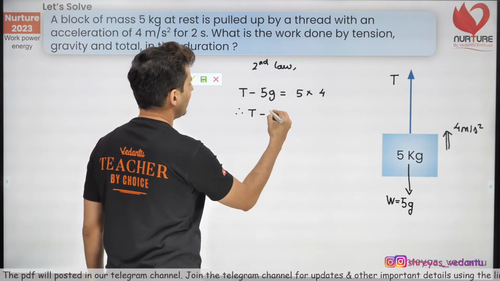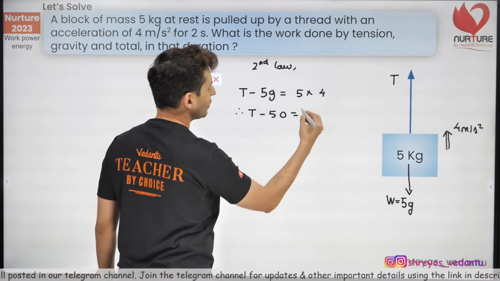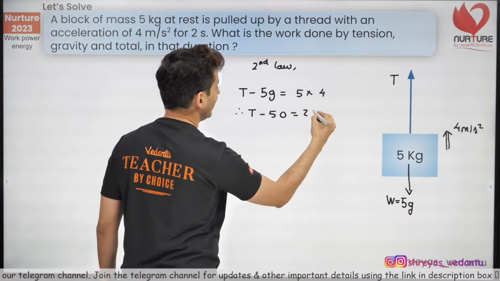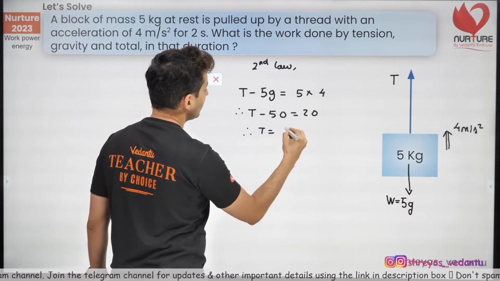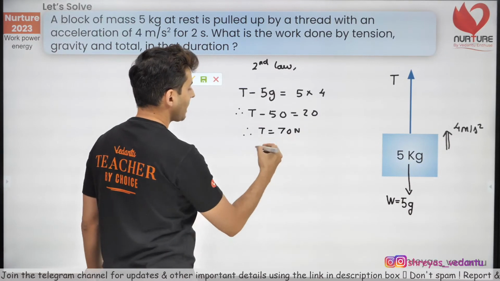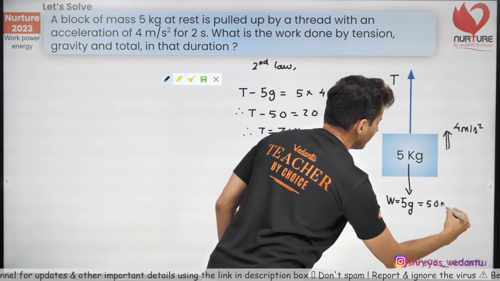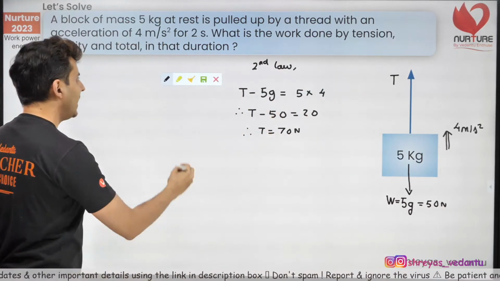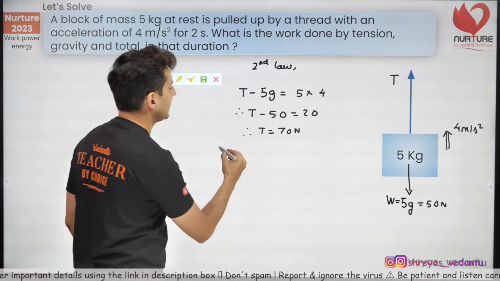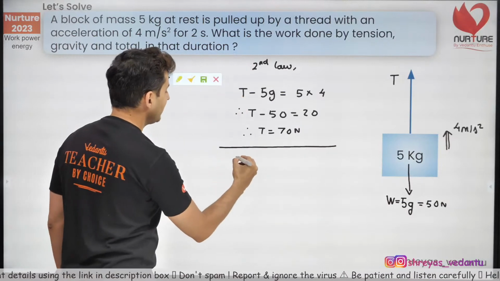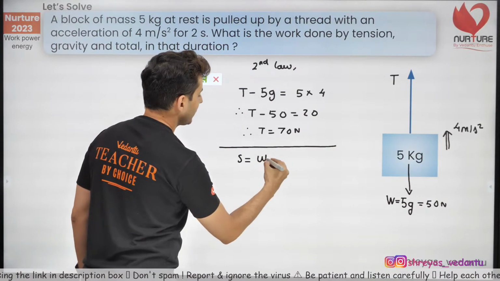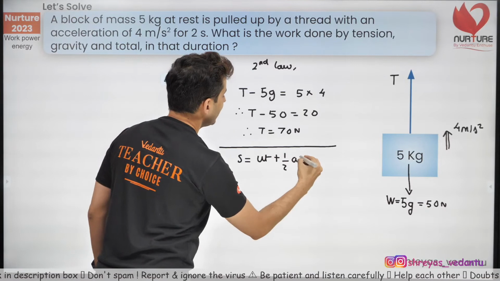So this will be T minus 50 is equal to 5 into 4, that's 20. Therefore, T is equal to 70 Newton. Okay, and weight was 5g. 5g is nothing but 50 Newton. Now I think we can find other things also, like the displacement. I can use s is ut plus half at square.